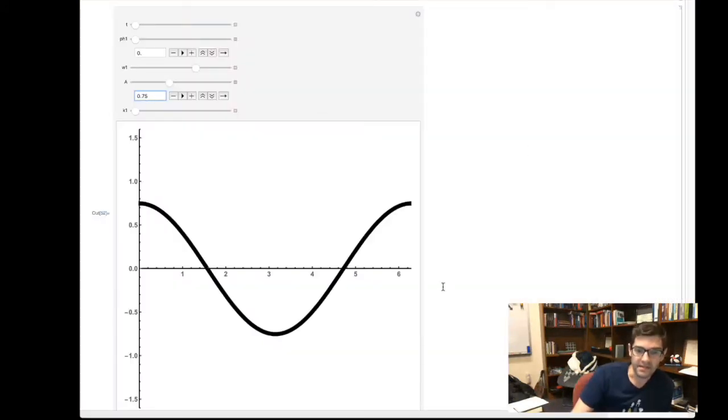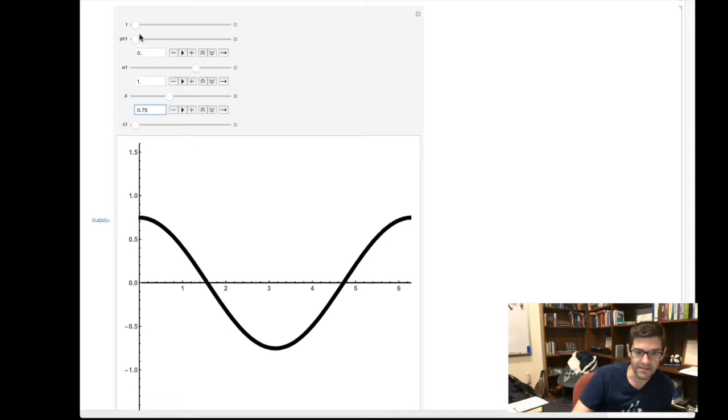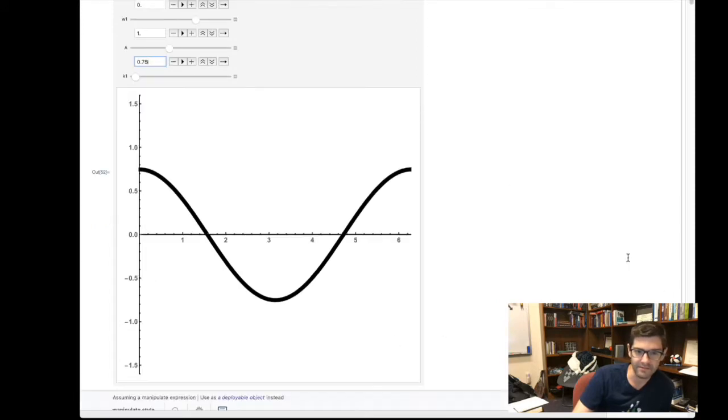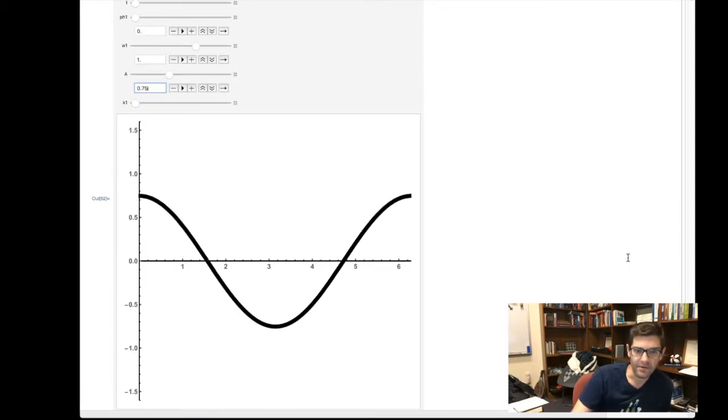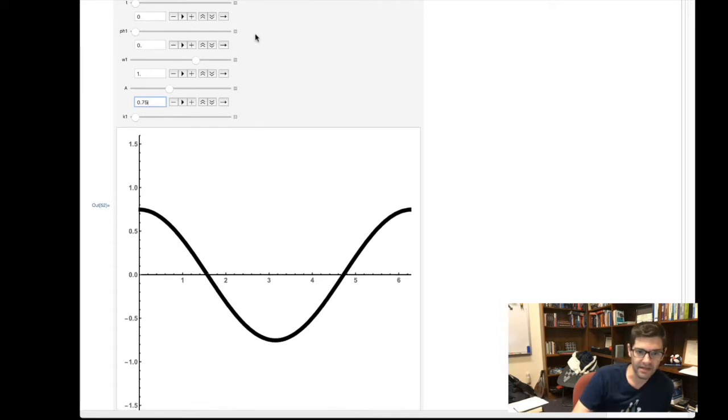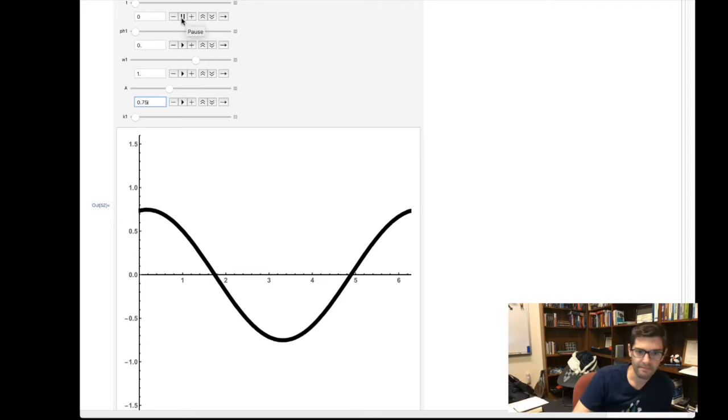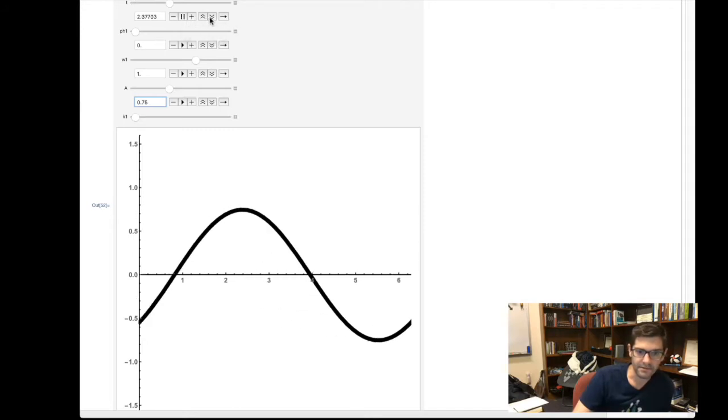So in this case, I need to actually move this forward with time. I'm going to keep the phase at 0. I'm going to keep the amplitude at 0.75. And then I'm going to set omega, the angular frequency, now as 1 radian per second. And what I'm going to do is let time just march forward, and this is going to be shown as an animation. Let's slow it down a little.